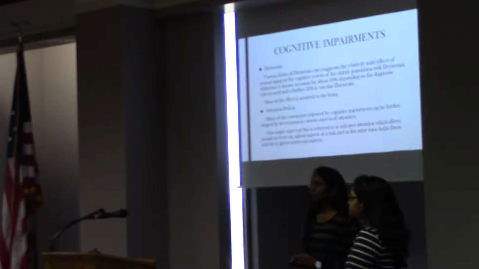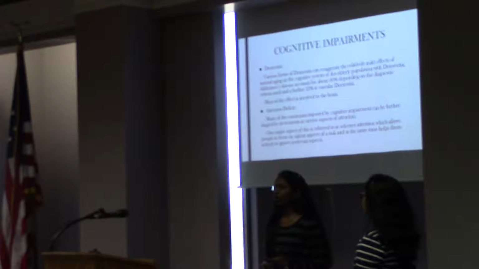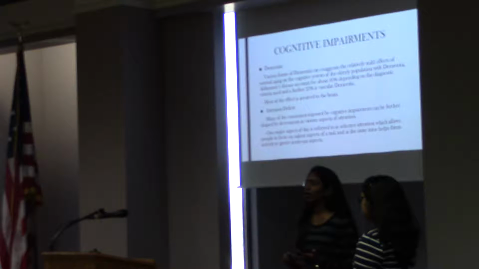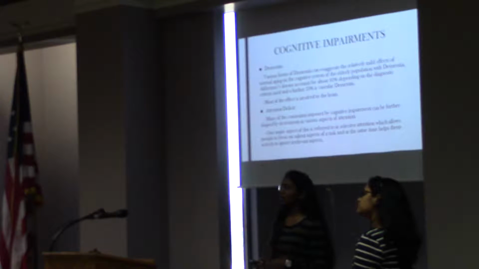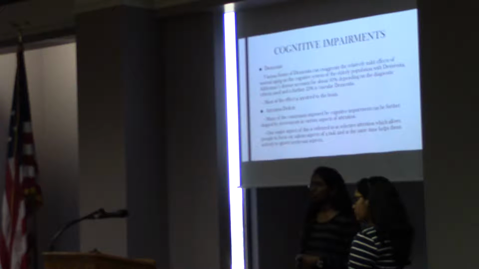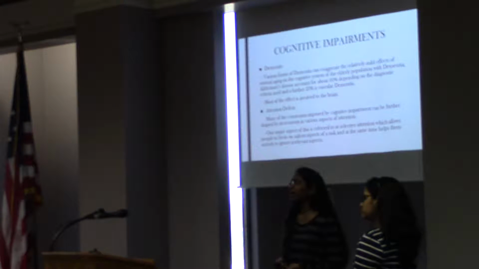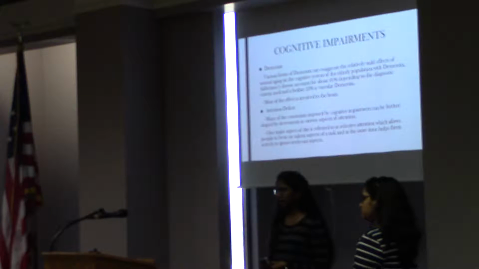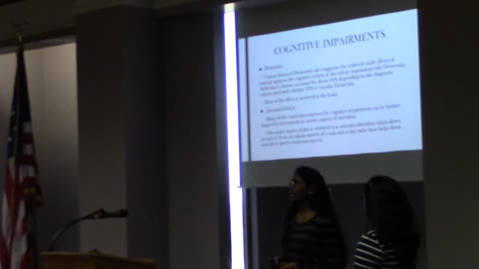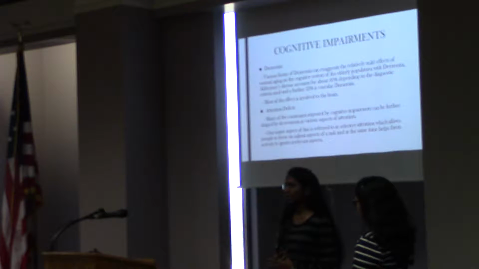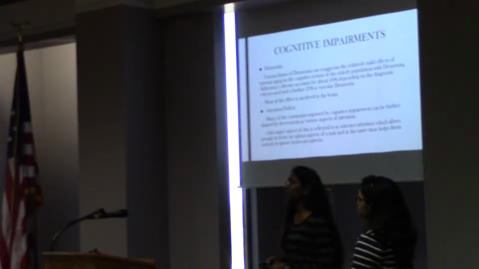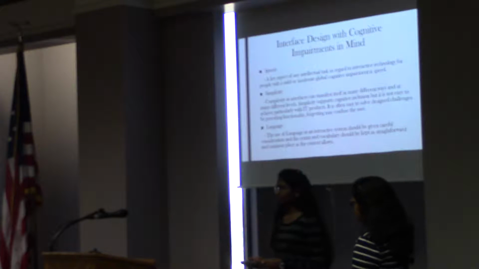Dementia has various forms, such as Alzheimer's, which affects people at the age of 60 and causes memory loss kinds of problems. So most of the effect involves the brain. And attention deficits: many of the constraints imposed by cognitive impairments can be further shaped by decrements in various aspects of attention. One major aspect of this is selective attention, which allows people to focus on salient aspects of a task and at the same time helps to actively ignore irrelevant aspects.